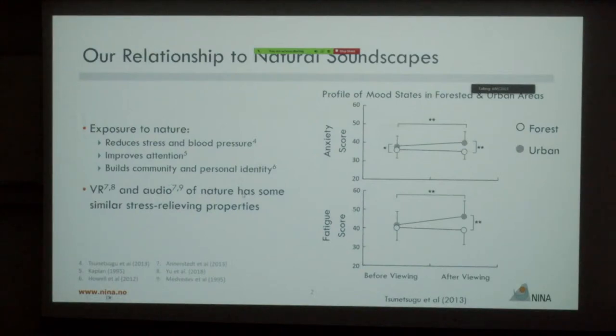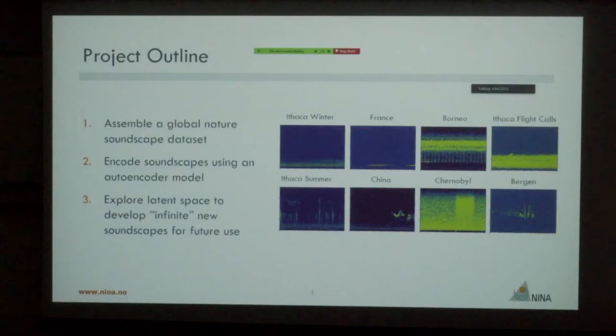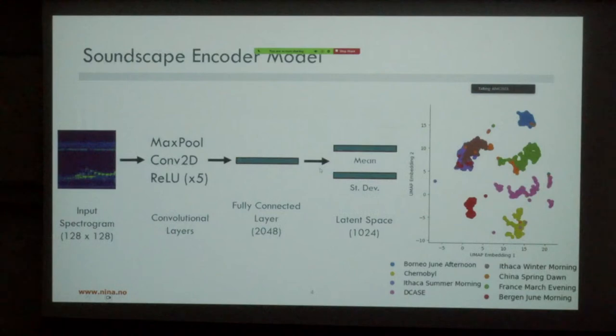relieving properties. So based on that, I assembled a global nature soundscape data set from Xeno-canto, some of my own recordings, and some collaborators. And I used a convolutional variational autoencoder to encode these in order to then explore the latent space with the idea of developing infinite new soundscapes for future generations to use.